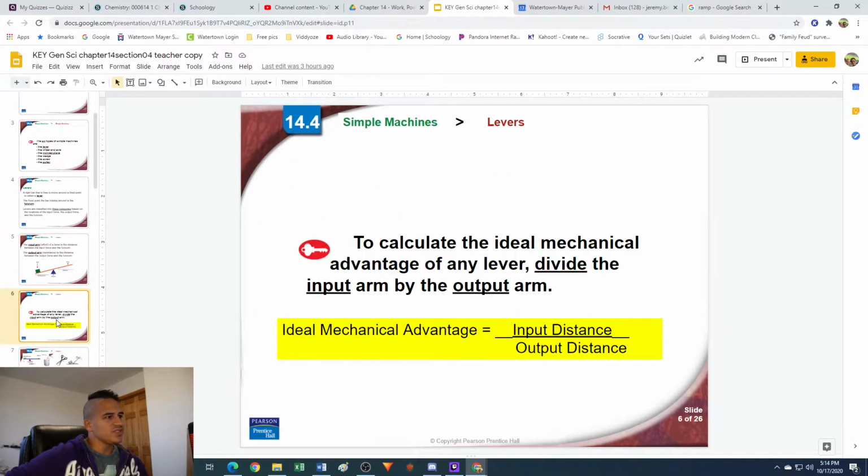Now, levers, in terms of their mechanical advantage and how they work. So remember, mechanical advantage, and this is from the last chapter section, mechanical advantage is how much a machine essentially helps you, okay, or makes you stronger. So to calculate the ideal mechanical advantage of a lever, we need to take the input distance or input arm and divide that by the length of the output distance or the output arm.